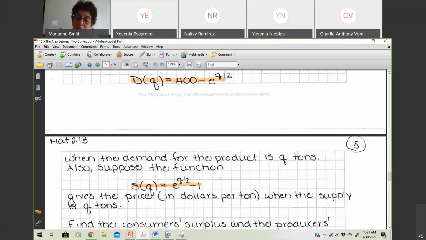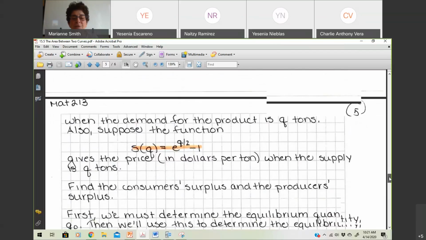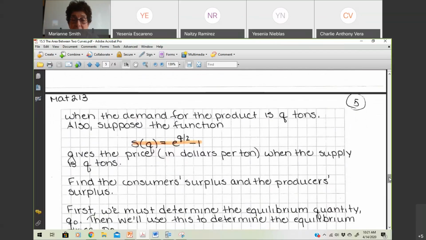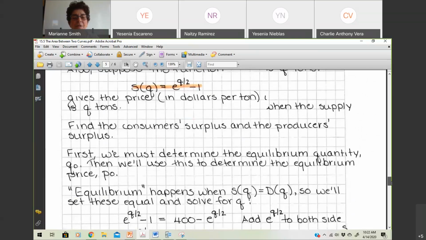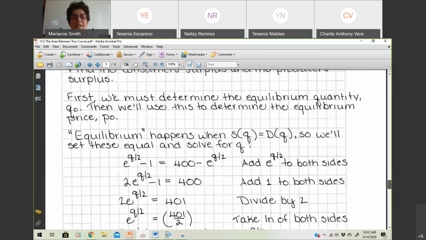Now, you've got a demand curve, you've got a supply curve. Where's equilibrium? It's where the two curves are equal. They're asking you to find consumer surplus and producer's surplus. But the first thing you have to do is figure out equilibrium quantity. Remember, both of these equations are functions of Q. So what I want to find out is what is Q when demand equals supply. In other words, what's Q0, the equilibrium quantity?